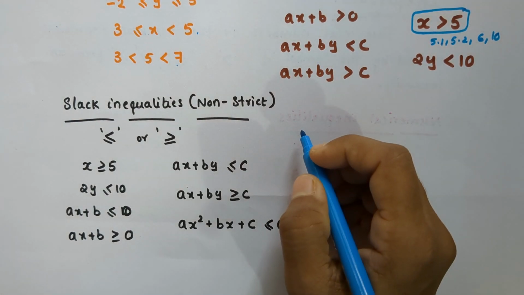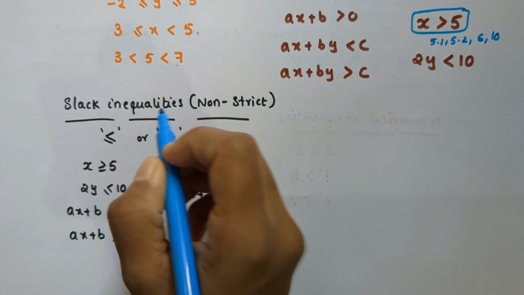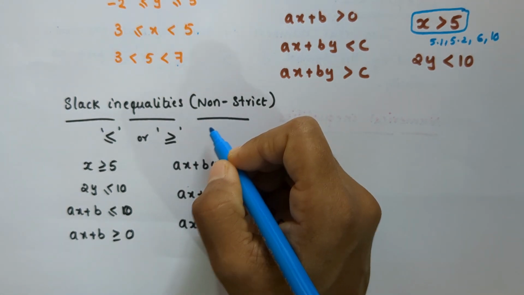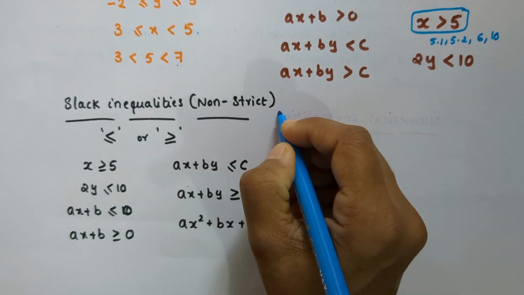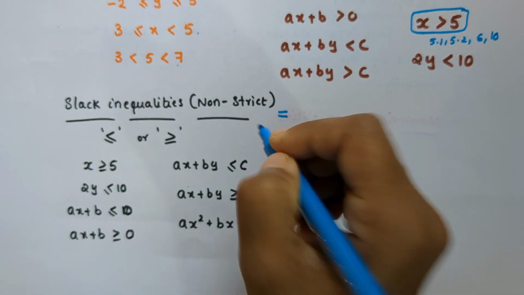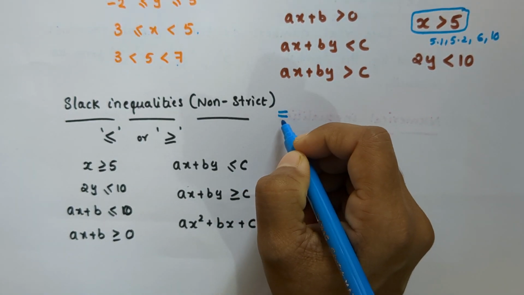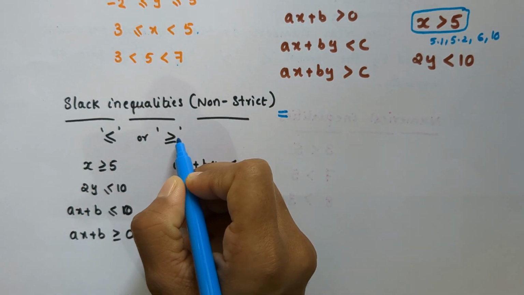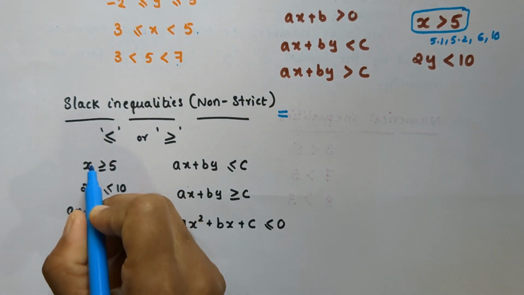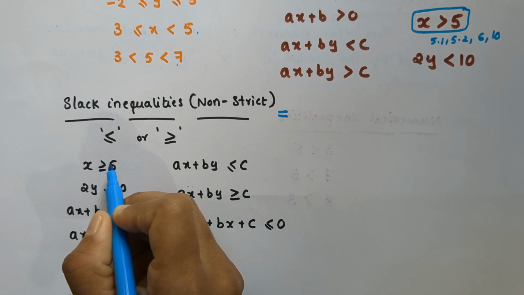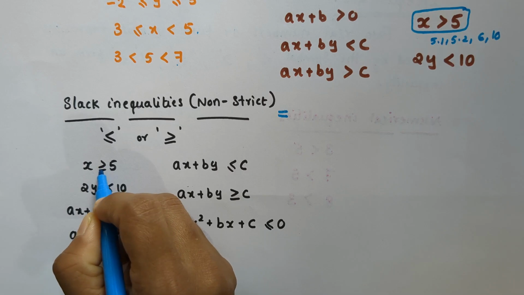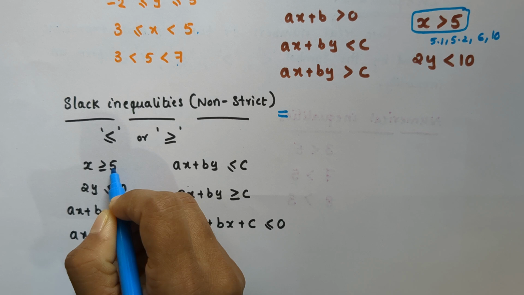Another type of inequality is slack inequalities, also called non-strict inequalities. A slack inequality includes equality. It is an inequality, but it will include the equal sign also. That is, it uses the symbols less than or equal to, greater than or equal to. For example, x greater than or equal to 5 is a slack inequality or non-strict inequality because it is an inequality, but there is an equal sign also here.